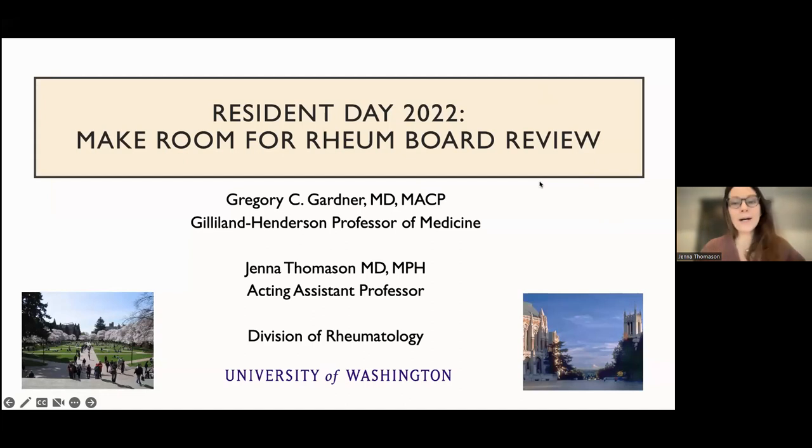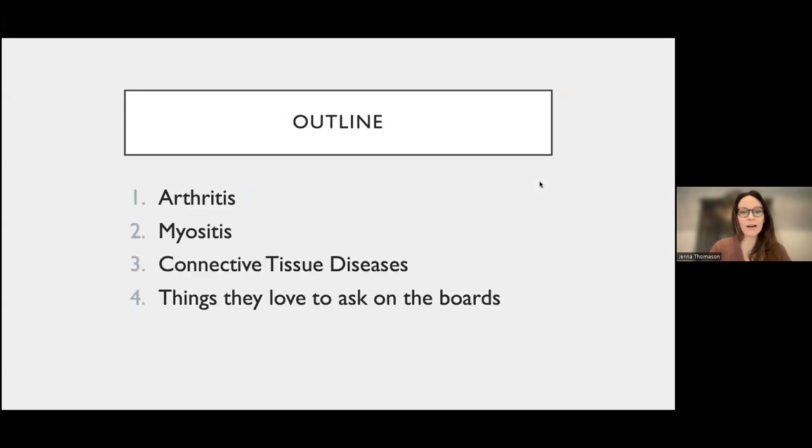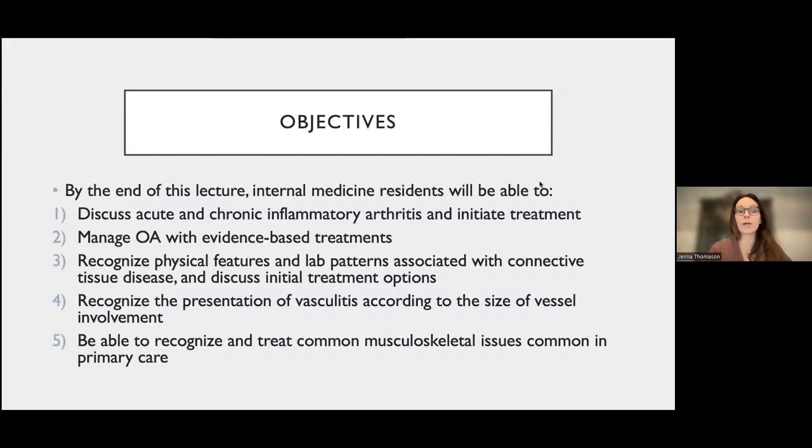We're going to do Make Room for Rheum board review today. So, a sort of whirlwind tour of rheumatology. We're going to talk about arthritis, myositis, connective tissue diseases, and also, if we have time, a few things that they love to ask on the boards.